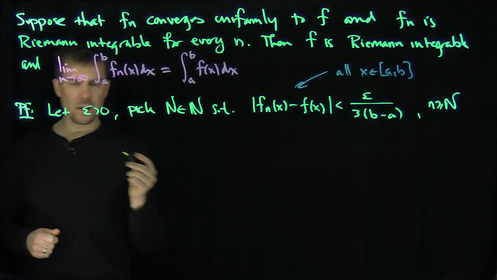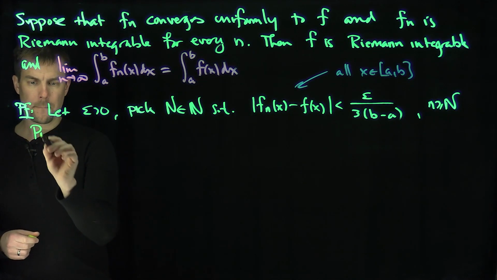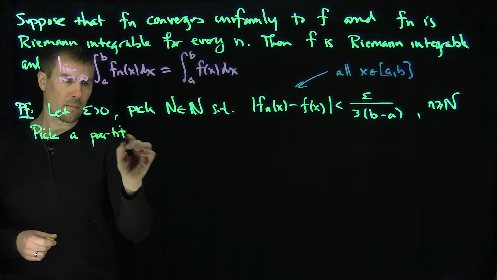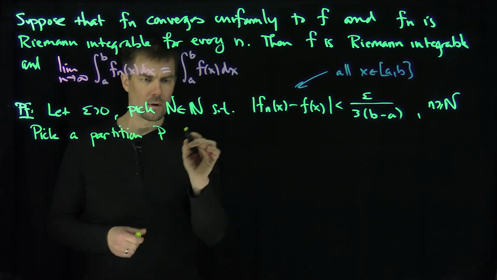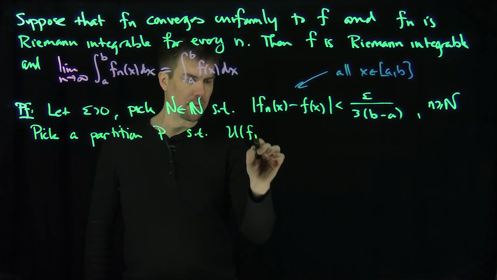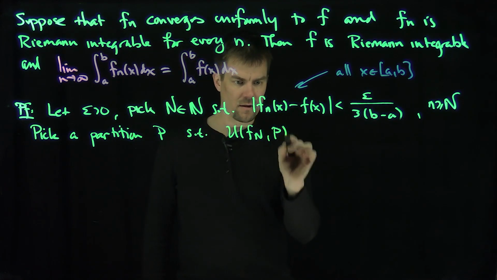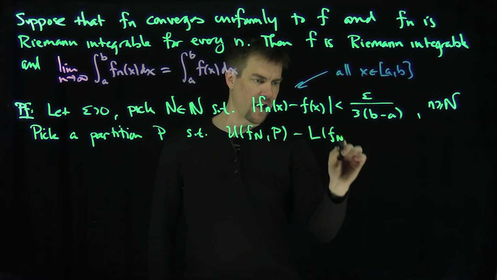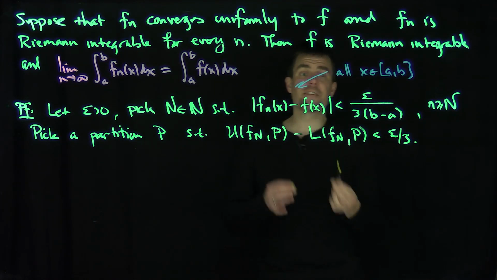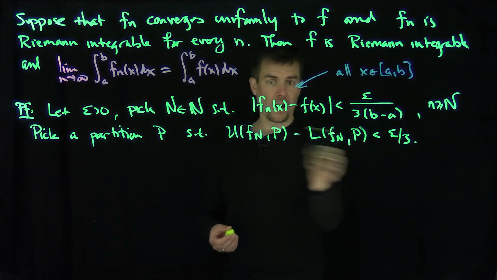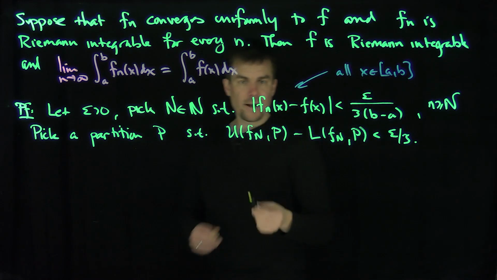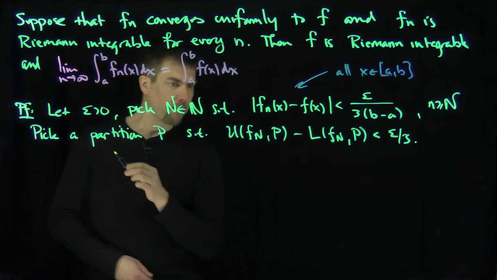Now pick a partition P of [a, b] such that the difference of the upper sum for that fixed n minus the lower sum for that fixed n is less than epsilon over 3. We can do this, of course, because the Fn are Riemann integrable, so I can find a partition such that this is true. And now let me estimate the upper sum of f minus Fn.